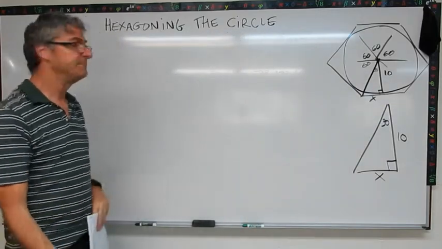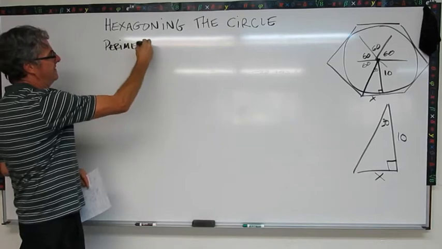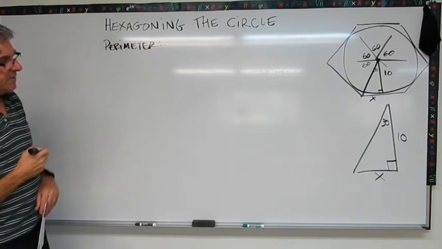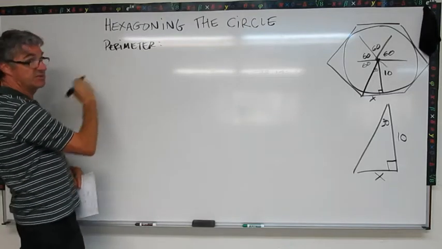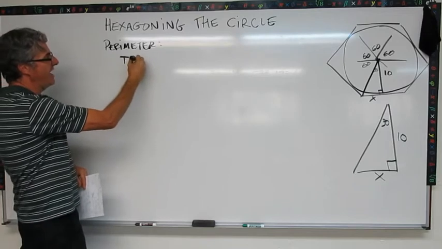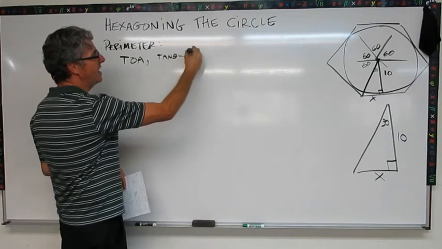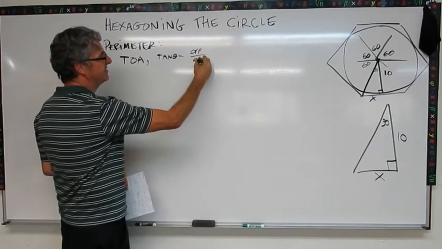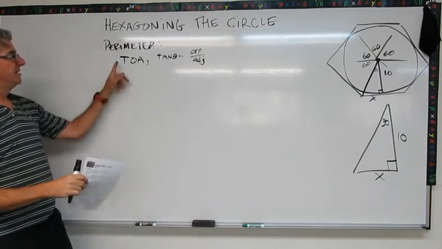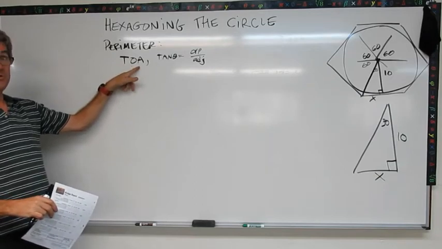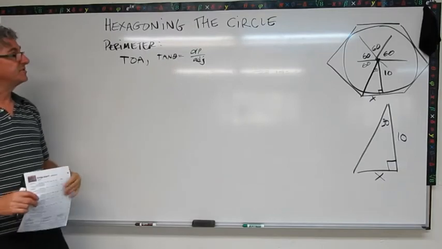So let's do some calculating. Perimeter. I need to find my x. So I mentioned before that it's the tangent function. Remember your SOHCAHTOA. Tangent is TOA, which is tangent of theta equals the opposite over the adjacent. Tangent, opposite over adjacent. So know your SOHCAHTOA. If this is new to you, then you need to review that to understand this step in solving this problem.